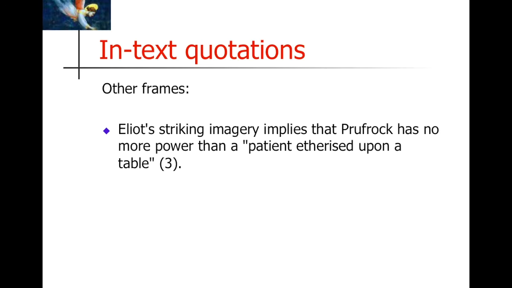Other frames. Here we have something literary. Eliot's striking imagery implies that Prufrock has no more power than a patient etherized upon a table. So we're referring to the poem Love Song of Alfred J. Prufrock. And this is the citation. It's a line from the poem. If I remember correctly: let us go then, you and I, to where the sun lies flat against the sky like a patient etherized upon a table. And that's just put in as part of the sentence.